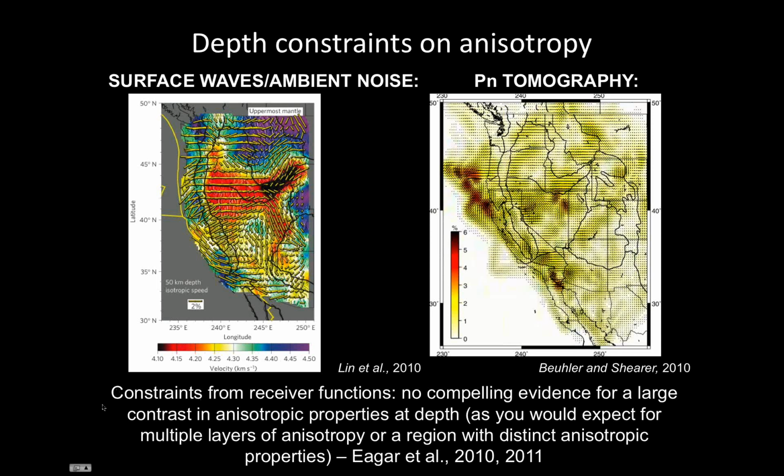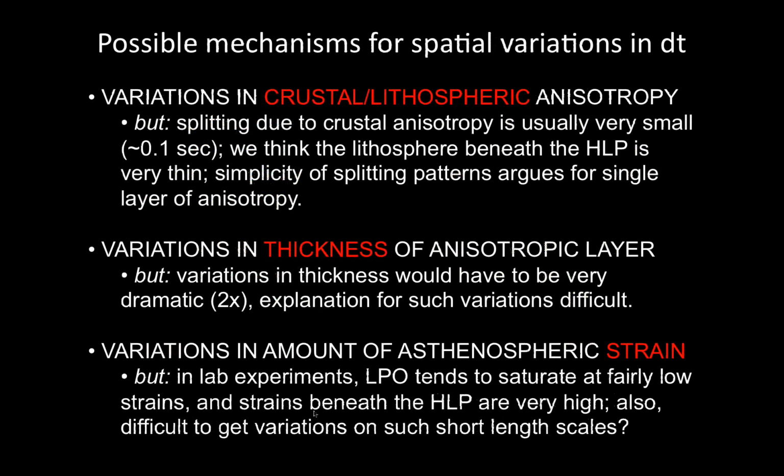I'll also just say in passing, I don't have any data of this in the talk, but Kevin Egar, who is a student of Matt Fouch's, has done a lot of work looking at receiver functions, and he looked for back-azimuthal variations in transverse receiver functions that might tell you about a large contrast in anisotropy at depth, and he really didn't find any compelling evidence for a single strong layer of anisotropy at one coherent depth, such as in the uppermost mantle.